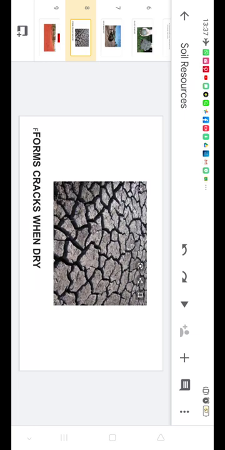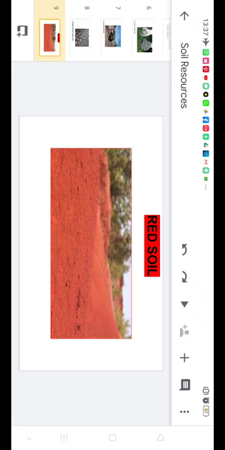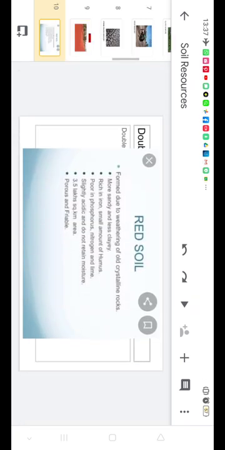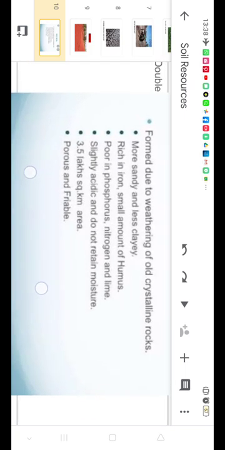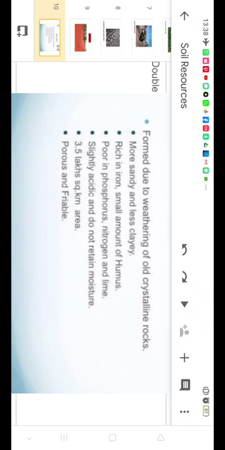Okay. Now we come to the next soil, that is the red soil. It looks like this. It is formed due to the weathering of the ancient crystalline rocks and metamorphic rocks, and again it is formed due to high temperatures followed by heavy rainfall. Then the characteristics: it is more sandy and less clay. It is rich in iron.